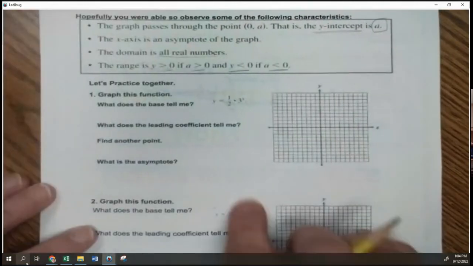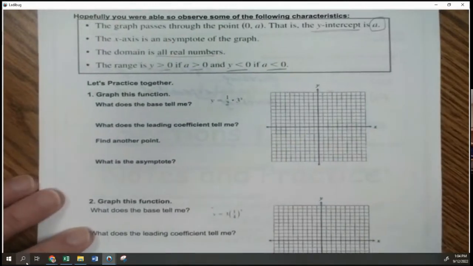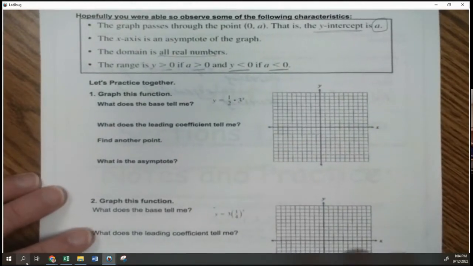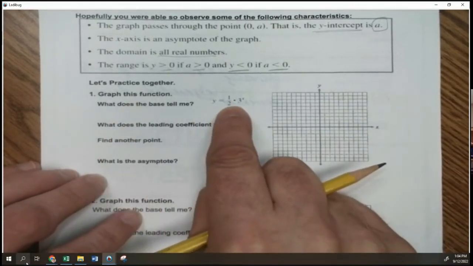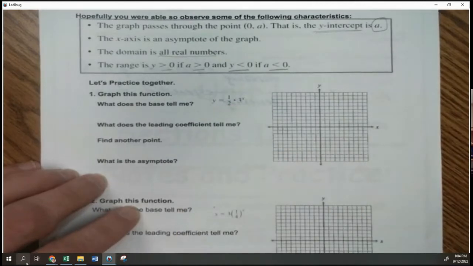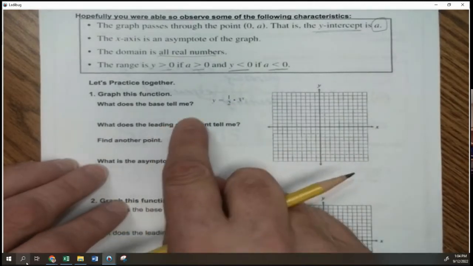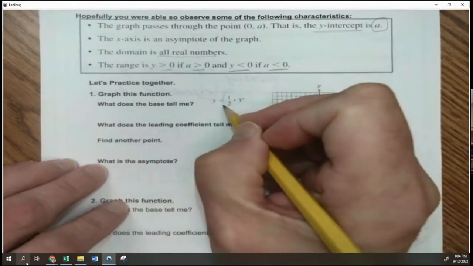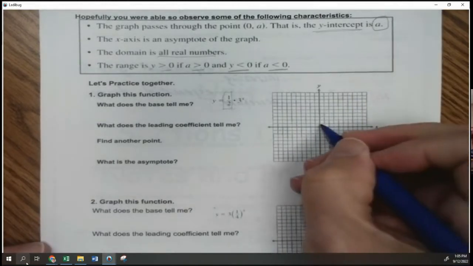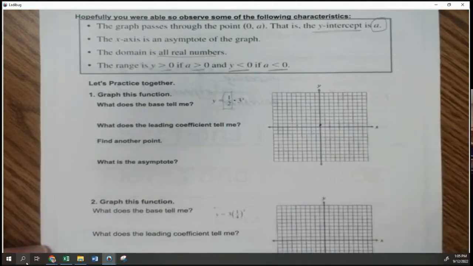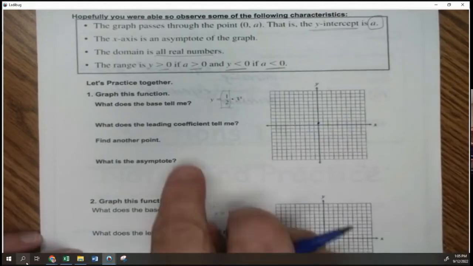All right, so we have a problem here. Actually, we got a couple of them. We're going to do the first one. We're not going to do both of them because for time's sake, we're not here forever. It wants us to graph this function. So we got y equals 1/2 times 3 to the x. All right, so what does the base tell me? The base would be the 3, and the A is the 1/2. We're going to graph this. So where do we start? What do we do with that A? That is the y-intercept, right? We just talked about that a minute ago. So right there is where it's going to cross the y-axis, at 1/2. That's what that leading coefficient is.